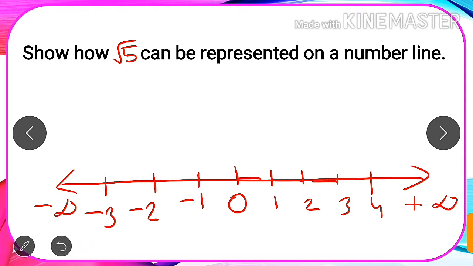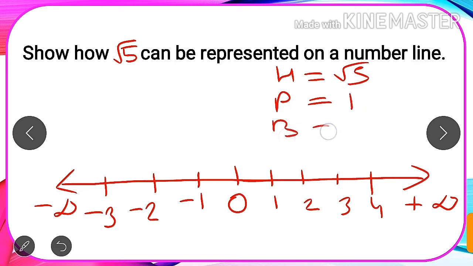We have taken 1 centimeter because it will be easier to draw in a copy. So let us assume this gap to be 1 centimeter. So you will just use a ruler to draw this number line. After that we know that our hypotenuse equals root 5, our perpendicular equals 1, and base equals 2. So let us first draw the base.